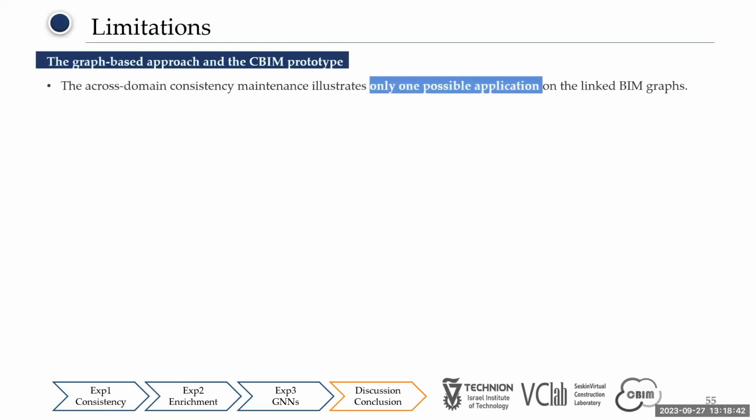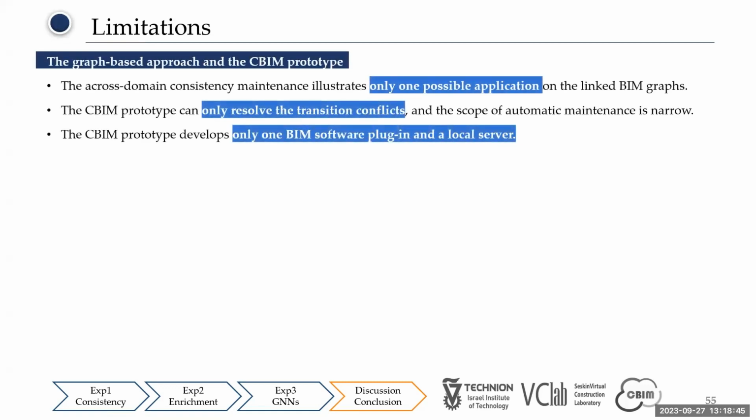Limitations. This study faces a lot of limitations. Maybe the first one is that we only explored one possibility, one possible intelligent application on the linked graphs, which is cross-domain consistency maintenance. Additionally, the CBIM prototype can only resolve transaction conflicts. Other than that, it can only offer geometry reference. We think expanding the scope of automatic maintenance is very important for the future.